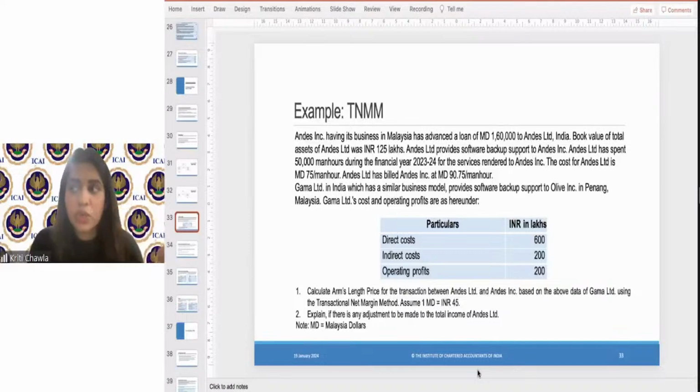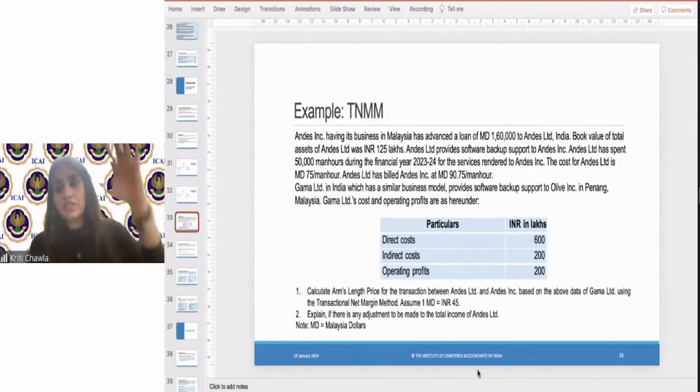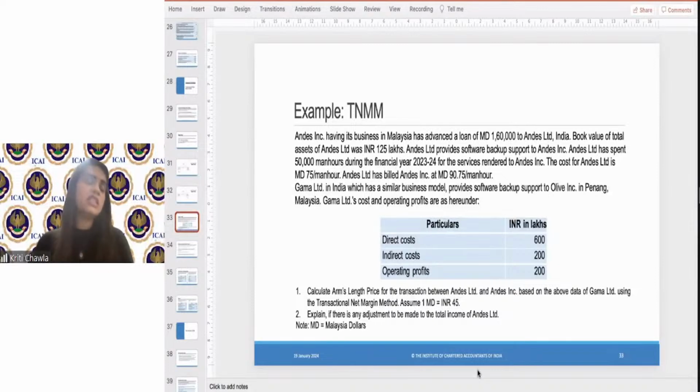So if direct and indirect cost of production are not available, then you can't use a CPM, because CPM says cost plus method. If you're not able to establish what is the cost of production, you cannot use that particular method. Then what you do is use the TNMM method. Or in other situations, a lot of times there are accounting inconsistencies. Maybe in India, we take, say, for example, the cost of stationery as indirect expenses. Just as an example, we take stationery cost as indirect expenses.